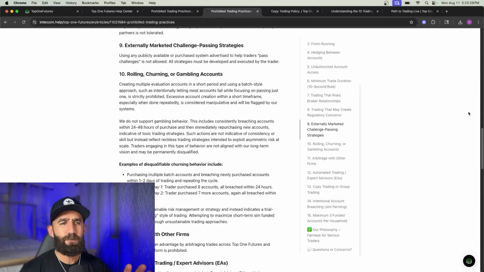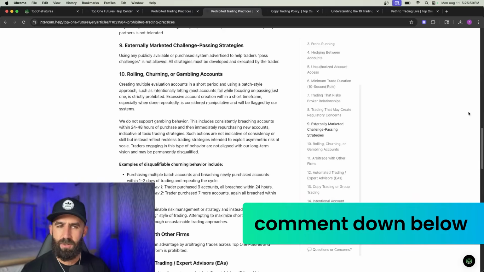But I've seen people be worried about it, people be concerned about it, and it's just really clear cut. Rolling, churning, straight up gambling, not doing anything that is even close to actually trading, creating an edge in the market through risk management is going to have an issue, right? So you can read through that yourself, but this should be pretty clear cut. If it's not, feel free to hit me up, comment underneath.